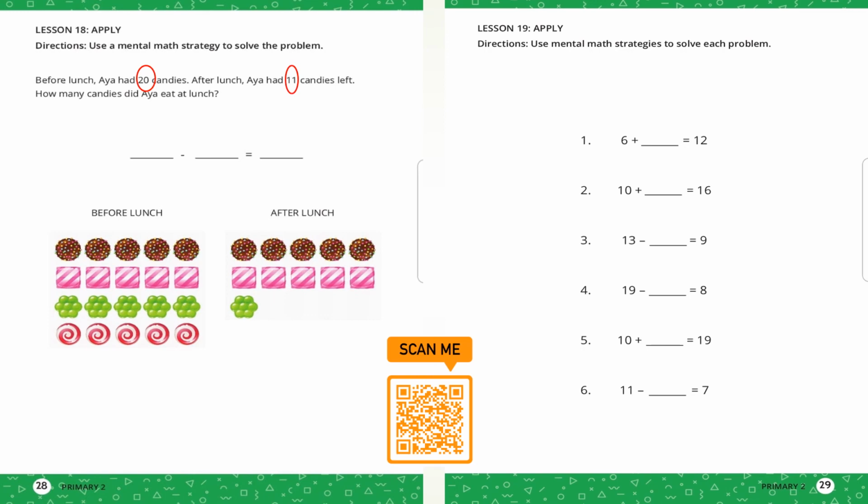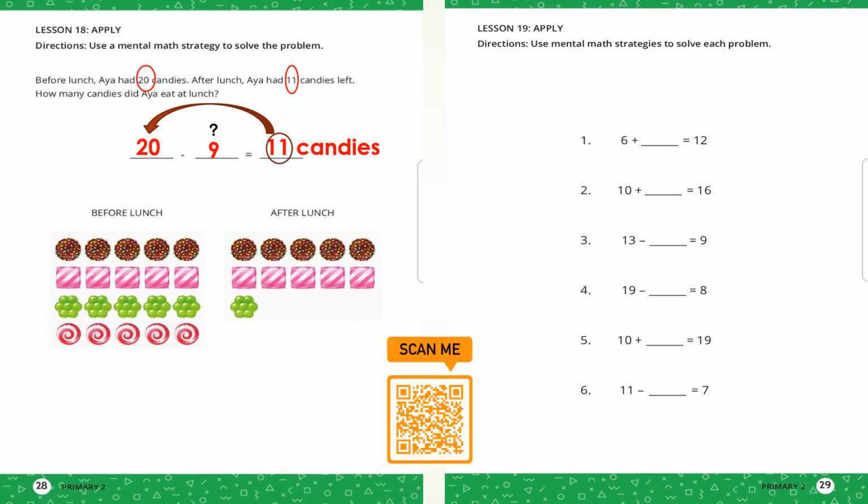So it's subtraction problem. Okay, the total number of candies are 20. She ate some candies and the result would be 11. Okay, so here we want to know the number of candies did Aya eat at lunch. Okay, so here we have a missing number. 20 minus what equals 11. We will count from small number to big number. After 11, 12, 13, 14, 15, 16, 17, 18, 19, 20. How many fingers do we have? 9. So the result will be 9.